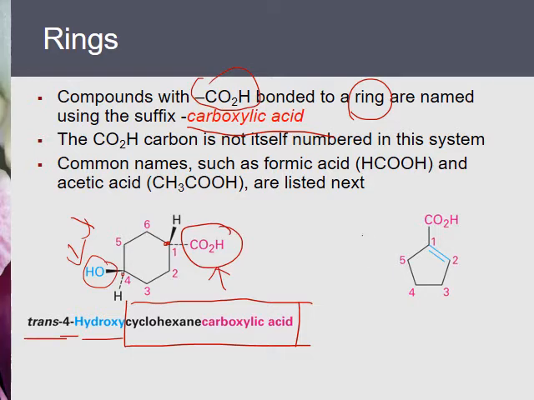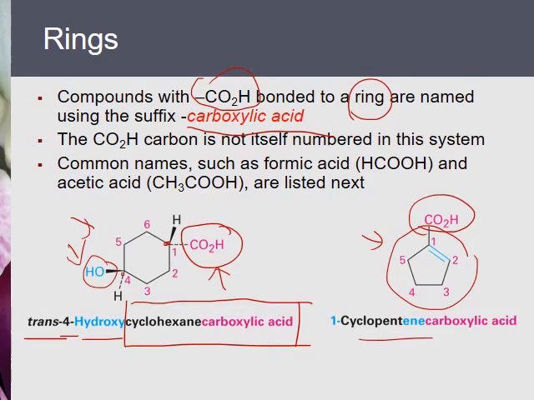In the second molecule, a carboxyl group is connected to cyclopentene, so the name should be cyclopentenecarboxylic acid. Again, the carbon connected to the carboxyl group is number 1, and there's a double bond, so it's 1-cyclopentenecarboxylic acid.